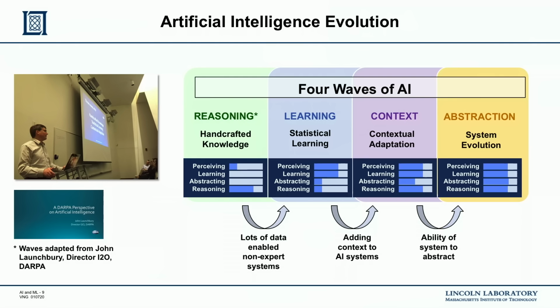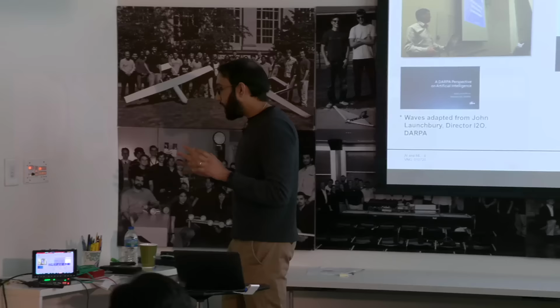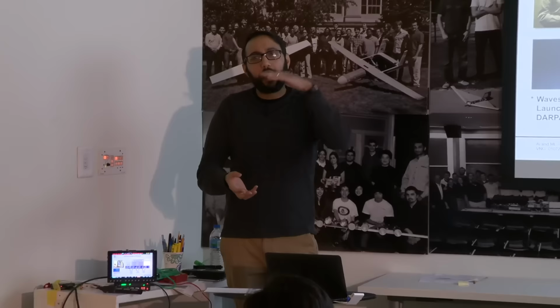And this was really enabled by lots of data, enabled non-expert systems. So what we mean by that is we were able to dial back the amount of expert knowledge that we encoded into the algorithm, maybe put a higher level of expert knowledge into that, but usually, and then use data to learn what some of these rules could be.